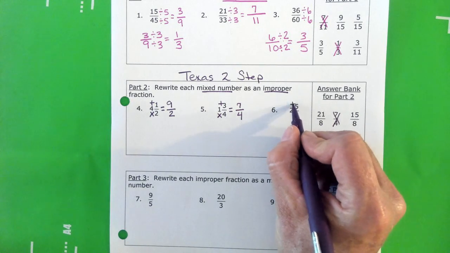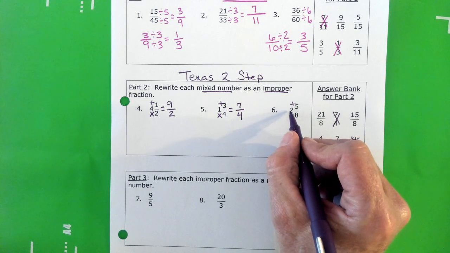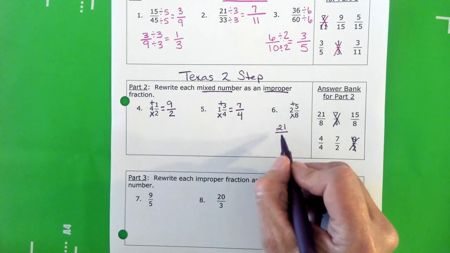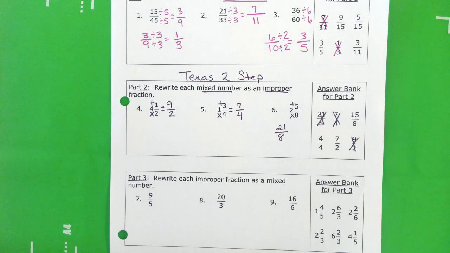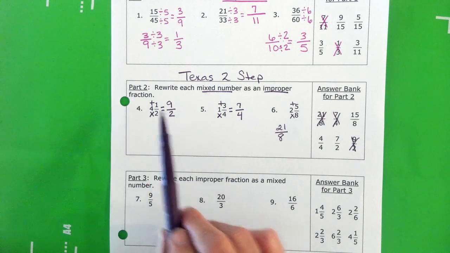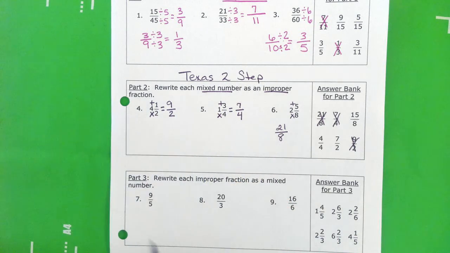Last one, Texas two-step. Multiply first. 8 times 2 is 16, plus 5 is 21. Over, keep the denominator the same, 8. And that gives me 21 over 8. So whenever you have a mixed number with a whole number and a fraction, and you need to change it to an improper, just do the Texas two-step.